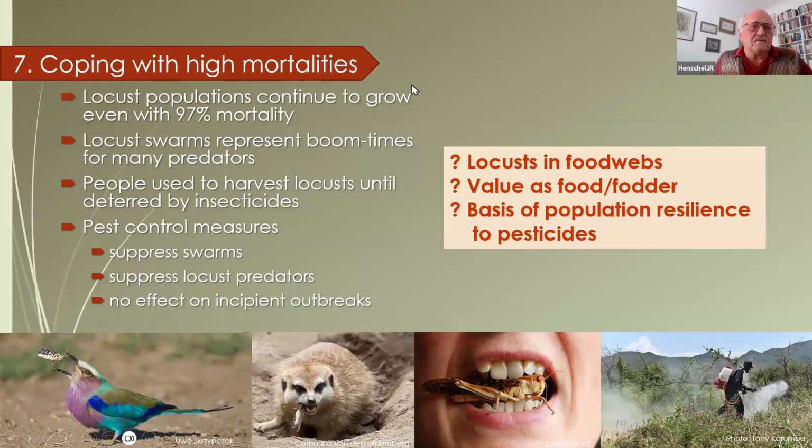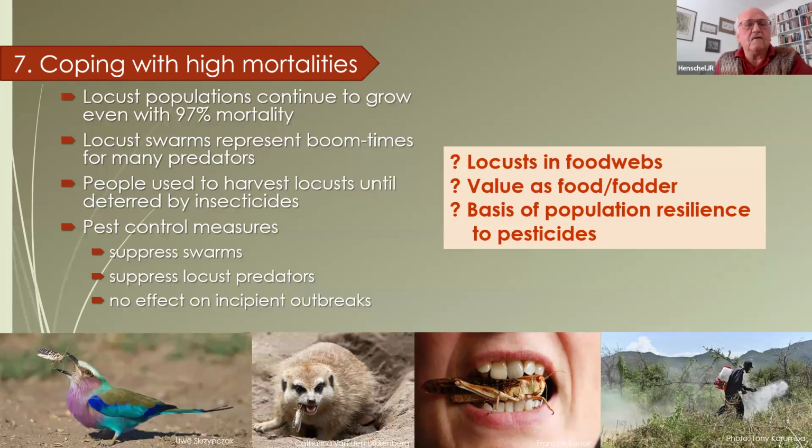These locusts cope with very high mortalities. If you destroy 97% of them in the swarm, they will still have the 400% increase. 3% survival is enough. So you can see that pesticides might suppress the swarms. They don't necessarily destroy them, but they also suppress the locust predators.